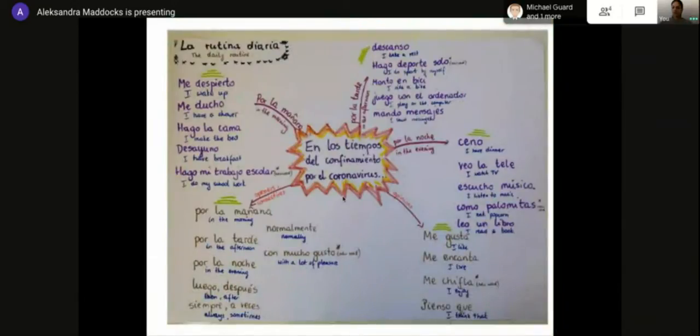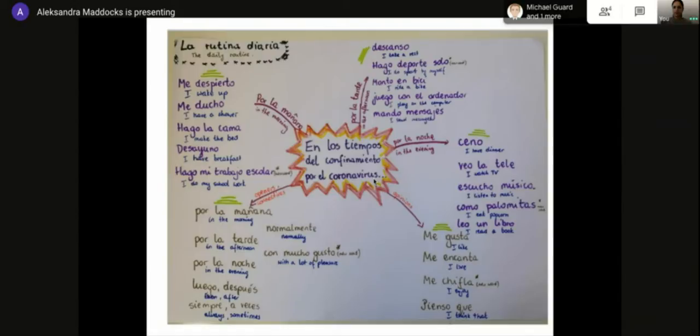Well, I have prepared a mind map to do with the daily routine. And if you look carefully at it, I have put them into little sections, so it's easier to go to the right section and get the right vocab. So the title of it is La Rutina Diaria, the daily routine. But in a very specific time, en los tiempos del confinamiento por el coronavirus, in the times of the confinement due to coronavirus. So what do we do?